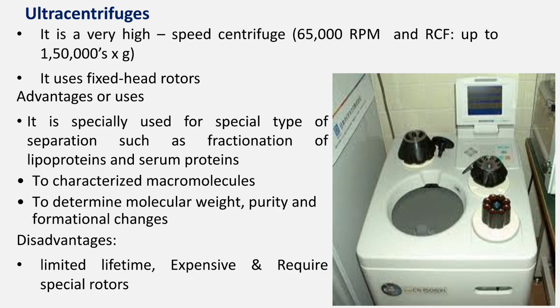The last one is ultracentrifuges. In this, the speed of the centrifuge is very high, up to 65,000 rpm, revolutions per minute, and RCF up to 1,50,000 Gs. It uses fixed head rotors, and it is specially used for special types of separation such as fractionation of lipoproteins and serum proteins.